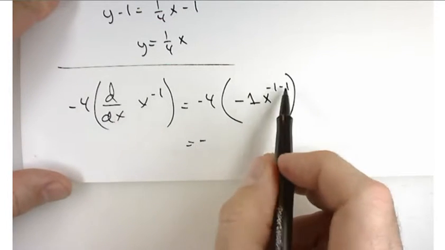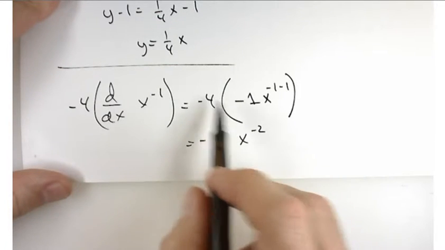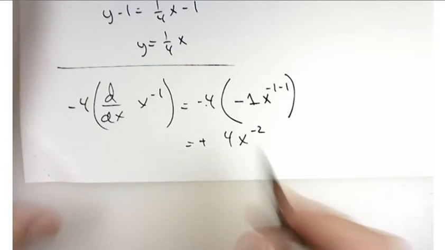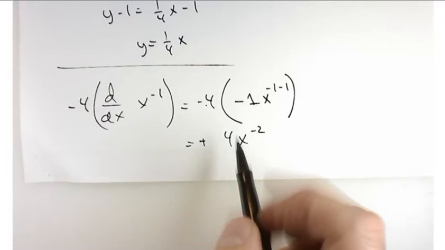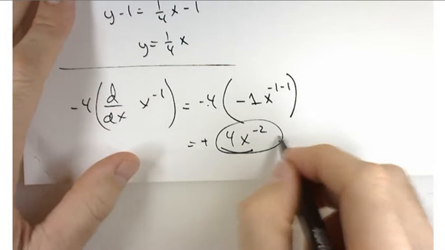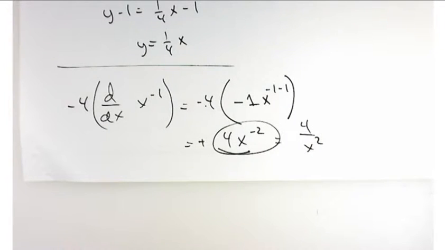Negative 1 minus 1 is negative 2, and negative 4 times negative 1 is positive 4. So negative 1 times negative 4 is positive 4. Does that help? Yeah, you could rewrite this at that point as 4 over x squared, just putting it in the denominator to make the exponent positive.